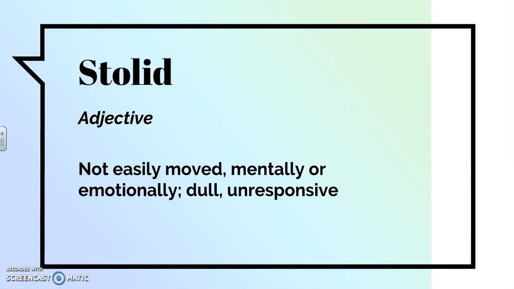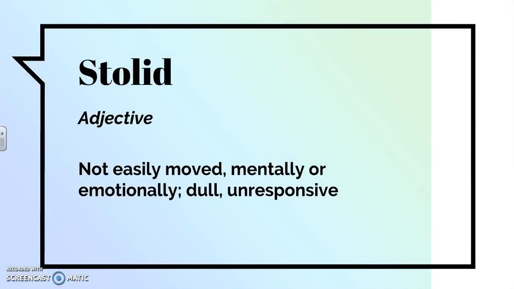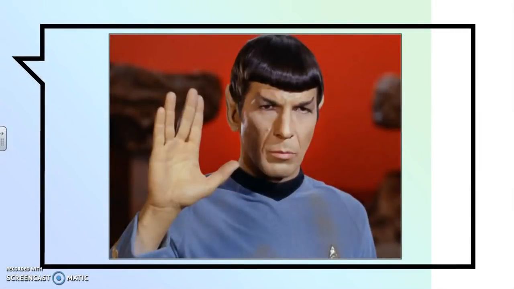Next word, stolid. Stolid is an adjective, and it means not easily moved mentally or emotionally, dull, unresponsive. An example would be the Vulcan himself, Dr. Spock. He is a stolid individual in that he is not easily moved emotionally. He is unresponsive. He's almost stoic in his reactions to people, but he does not have a lot of emotion. He is stolid.